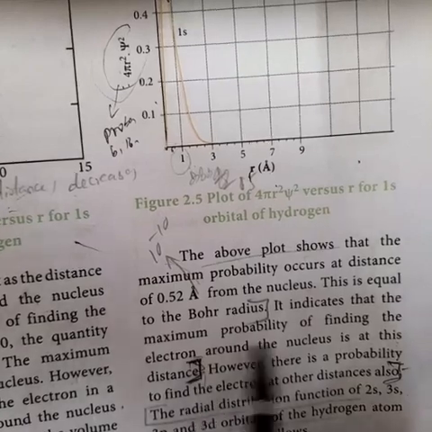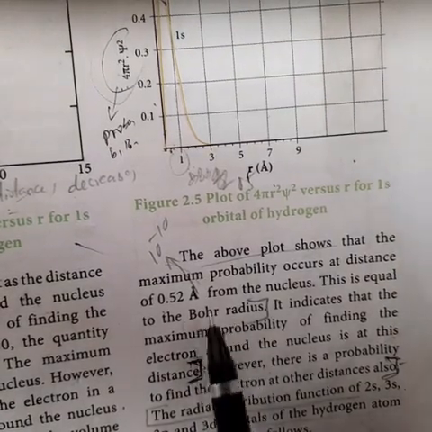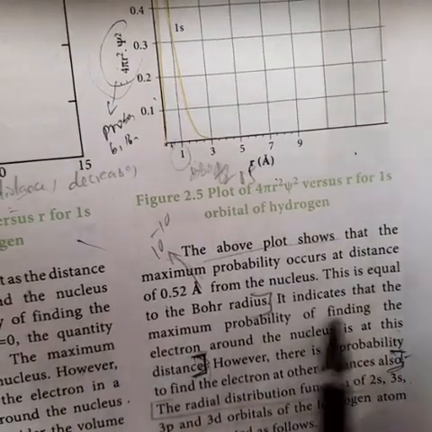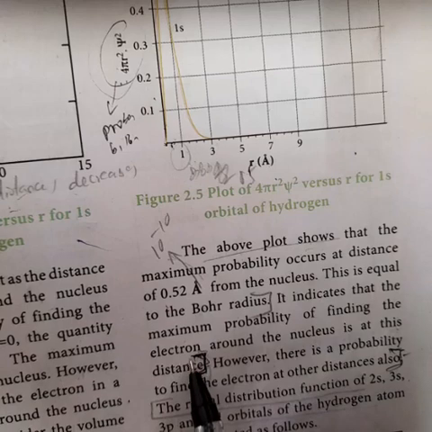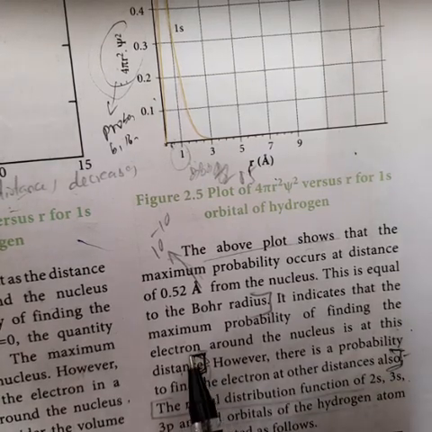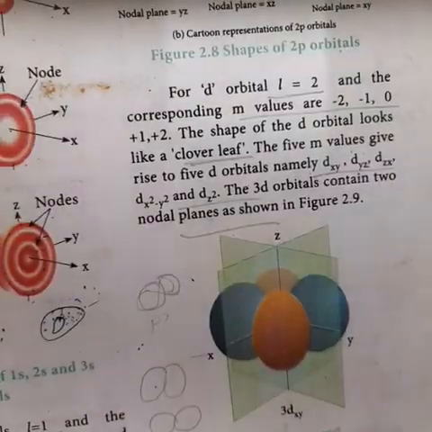Bohr already described this distance, and it indicates that the maximum probability of finding the electron around the nucleus is at this distance. Up to here you mark. After that, this graph you also mark.